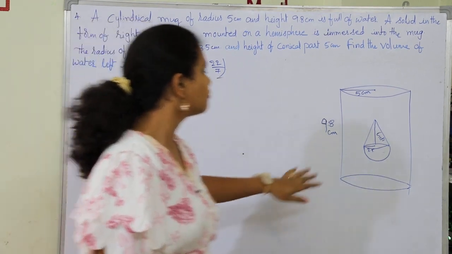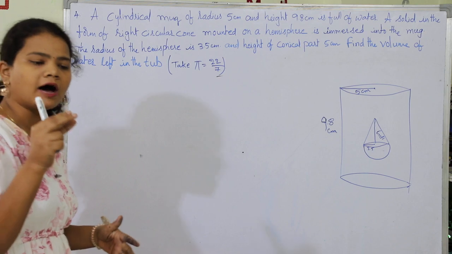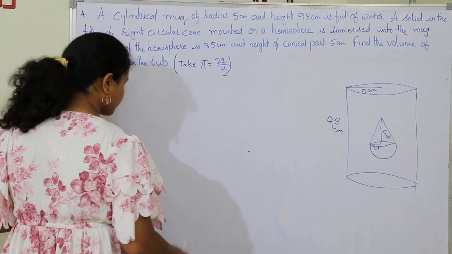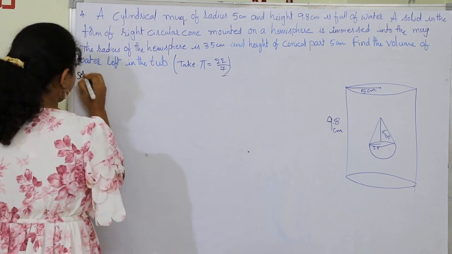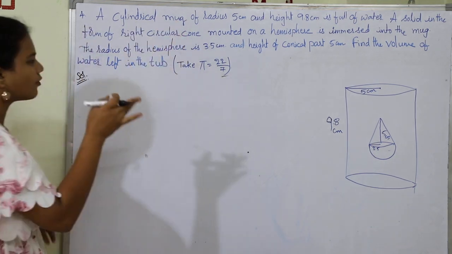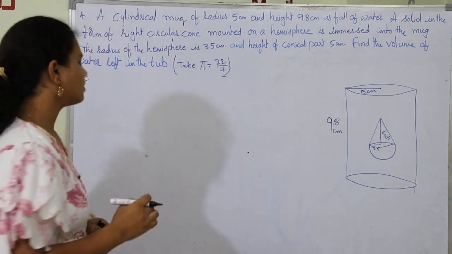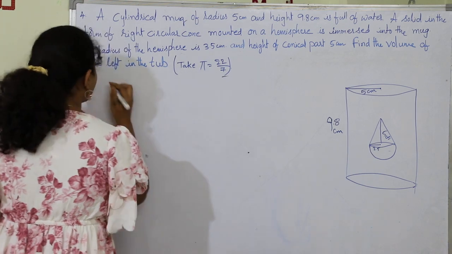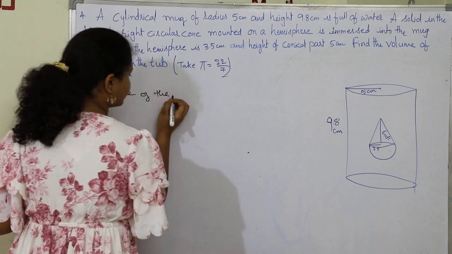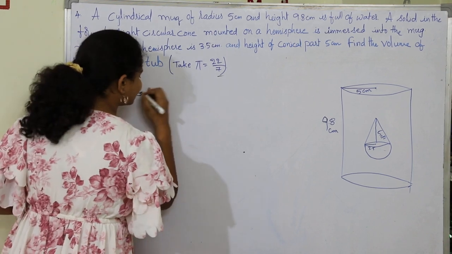So they need to find the volume of water left in the given tub after a solid is immersed into the tub. Now to find this, let me solve the given question. Solution: first let's find the volume of this cylinder, meaning the volume of this given tub. The tub is in the shape of a cylinder, so I can take the volume of a cylinder.